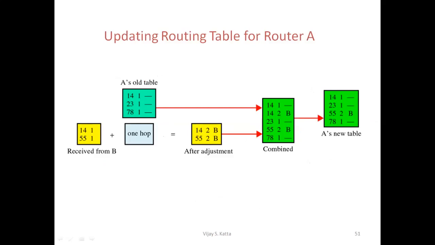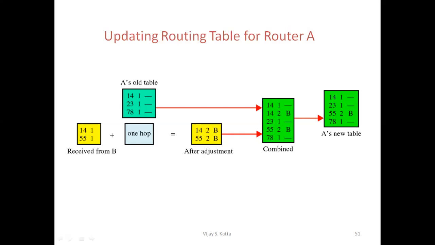Now we merge them, but before merging, we add one hop, meaning one router here. So 14 to B, 55 to B. This is an adjustment value. This is the value that we received from router B, and then we have adjusted it. Now we will merge both routing tables. During the merging operation, we will not put in duplicate entries. If duplicate entries are there, then we will choose the shortest values. In fact, we will also choose the updated values.